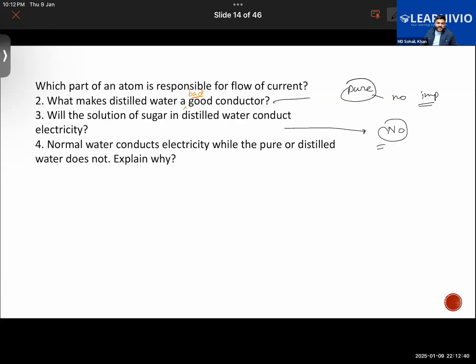Okay. And what are the impurities present in the normal water, like in the tap water? What kind of impurities will be present in it? There are different mineral salts present in the tap water, right? Dust particles can also be there. So common minerals present in the tap water are calcium, magnesium, potassium, sodium, etc.